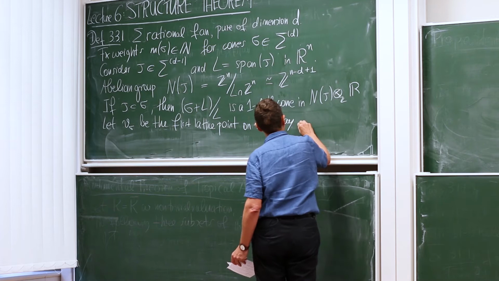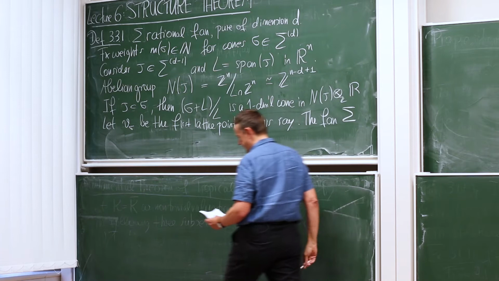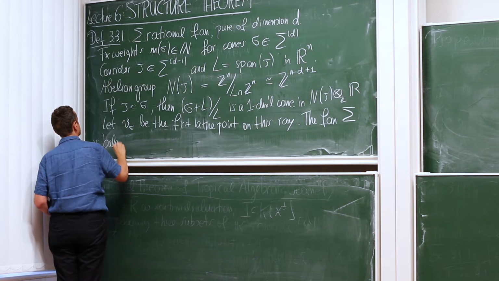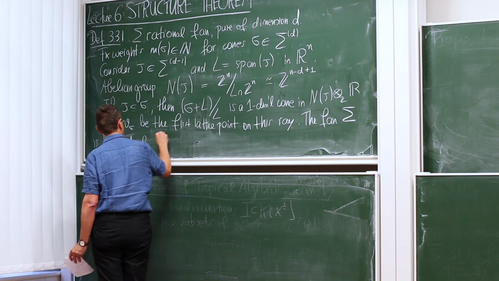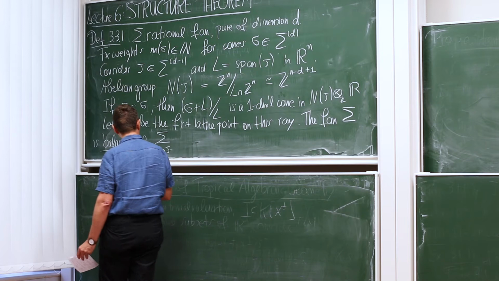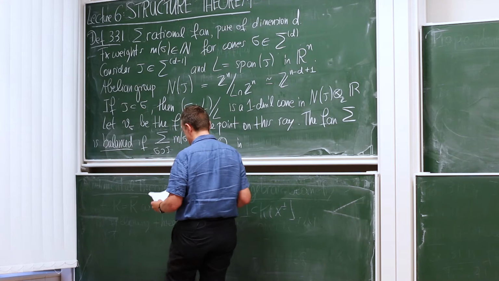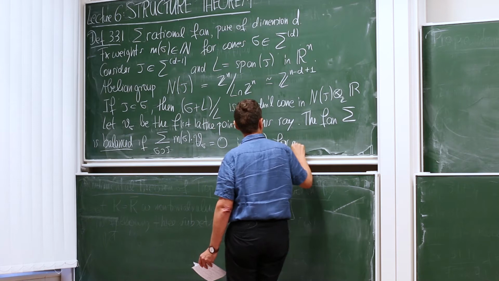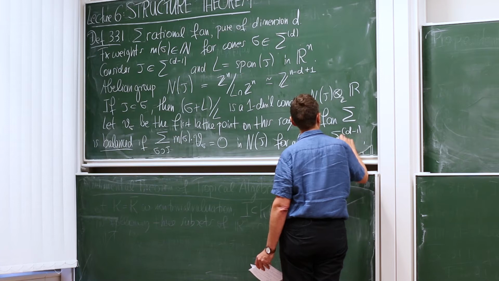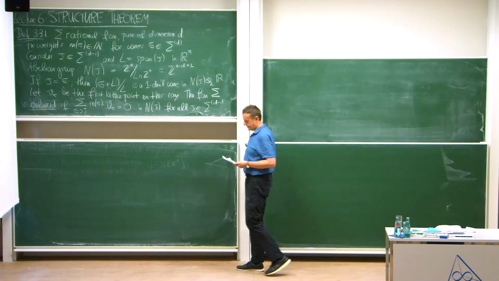Now comes the important definition. The fan sigma is said to be balanced, is a balanced fan, if the following linear equation holds. I'm summing over all sigma containing a fixed tau, the integer m sigma times v sigma. If this is zero, and this is the zero element in N tau, and this should be true for all cones tau of dimension d minus 1. Okay? If that holds, I'm going to say the fan is balanced.